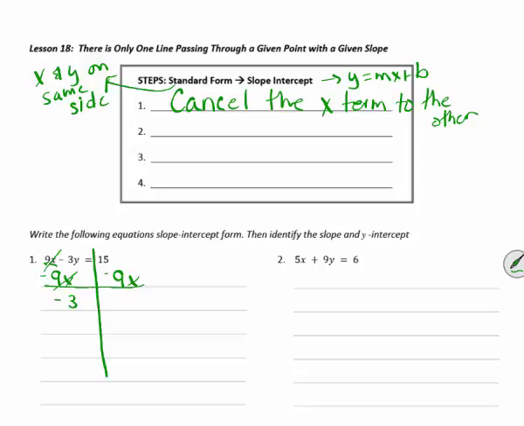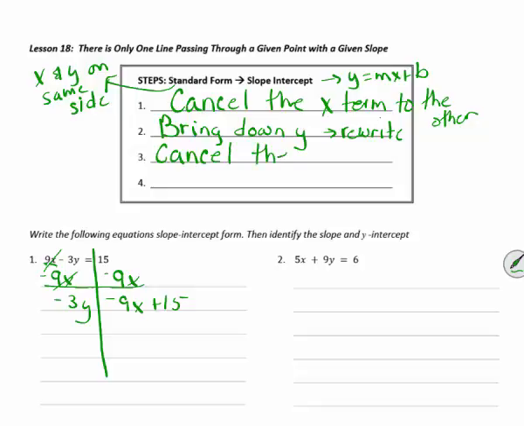So we're going to bring down the y term, bring down y, and rewrite the other side. So that means I want to keep the x first. So I'm going to do negative 9x plus 15. And it's a plus because the 15 is positive. Then we're going to cancel the coefficient of y. Well, that means I have to divide by negative 3.